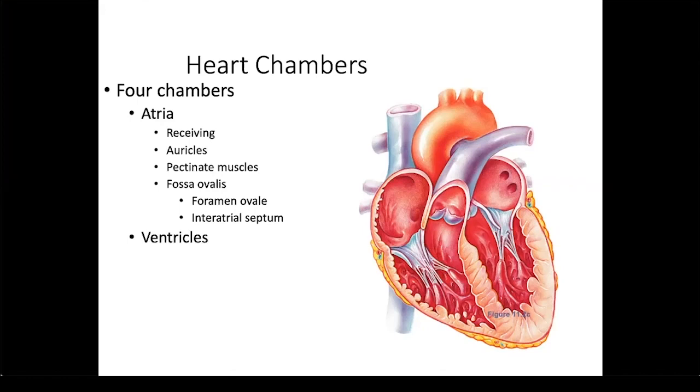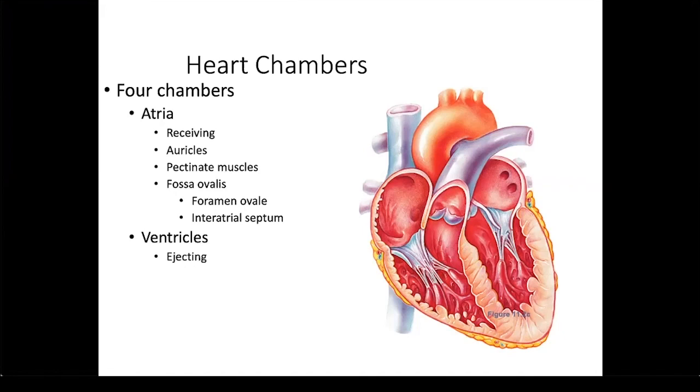The 2 lower chambers are called the ventricles. They are ejecting chambers, meaning that they pump the blood out of the heart. The right ventricle pumps the blood or ejects the blood into the pulmonary circuit. The left ventricle ejects the blood into the systemic circuit.